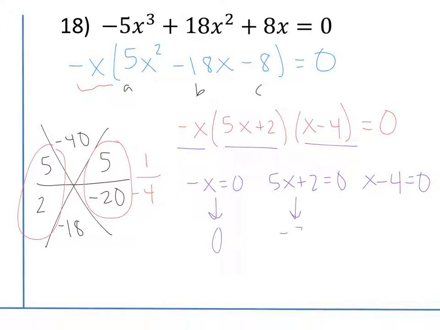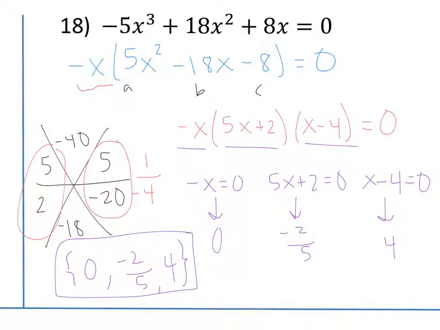And then my three solutions, that one will be 0. This one will be negative 2/5 if we work that equation out. And this one here will be positive 4. So I get 0, negative 2/5, and 4 for my three solutions. Again, I can plug them back into my original equation and make sure that they work out, which they will.